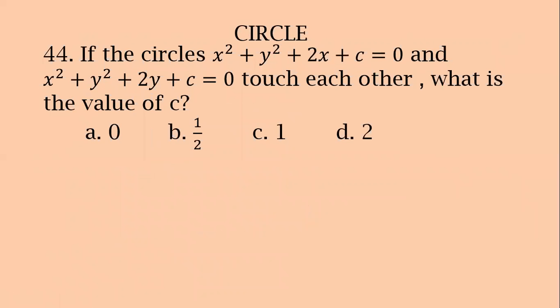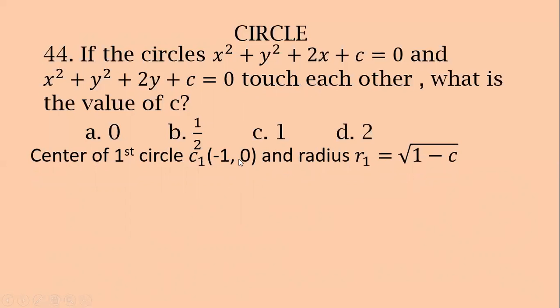Question number 44. If the two given circles touch each other, what is the value of c? If these two circles touch each other, we have to find the value of c. But one thing we have to see here: how they touch is not mentioned. They touch internally or externally, it is not mentioned. Okay, let us see what happens.